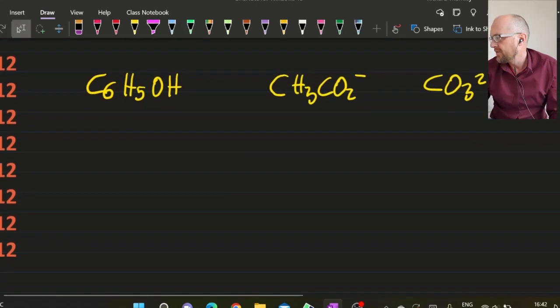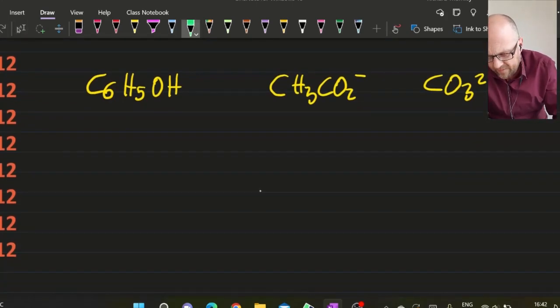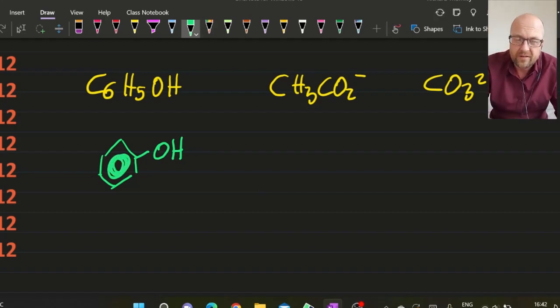11D. 12, delocalized electrons. So I've got this molecule here. I think they're referring to phenol. That does have delocalized electrons. That's what this circle going on here is. There's a single bond between the carbons next to a double bond.